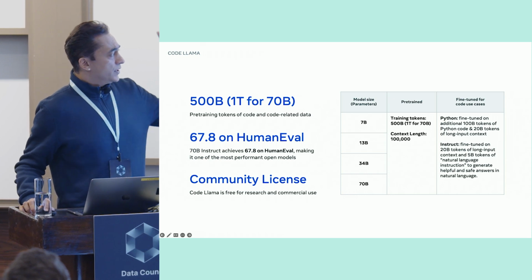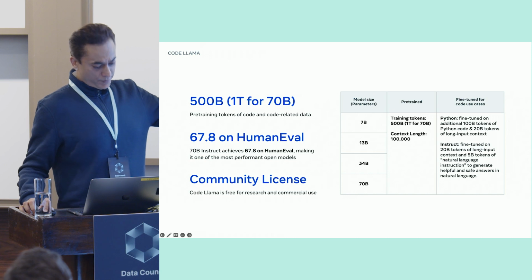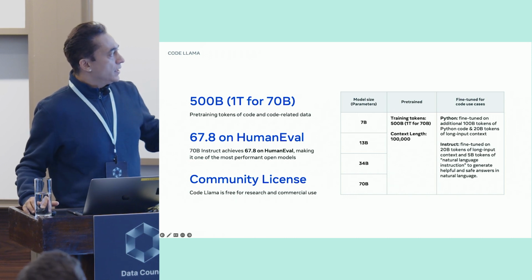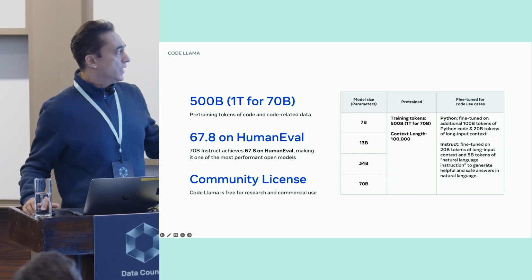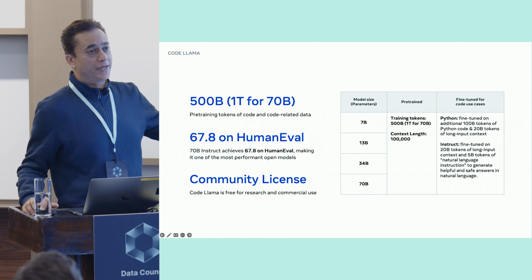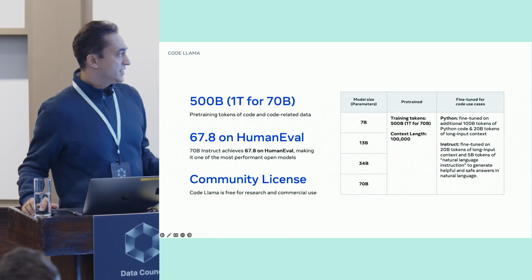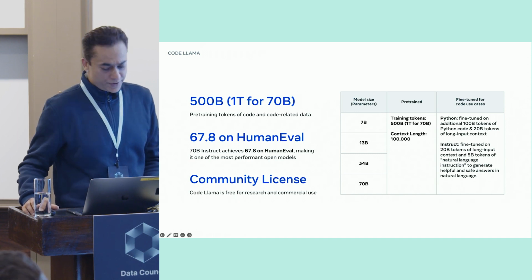So we saw the previous slide, but CodeLlama is an additional 500 billion tokens purely for code and 1 trillion tokens for 70B models. Based on human eval benchmarks, we have seen these are outperforming ChatGPT 4 in terms of coding assistance, and it is free for research and commercial use.